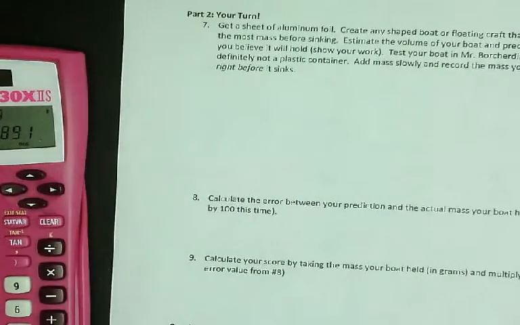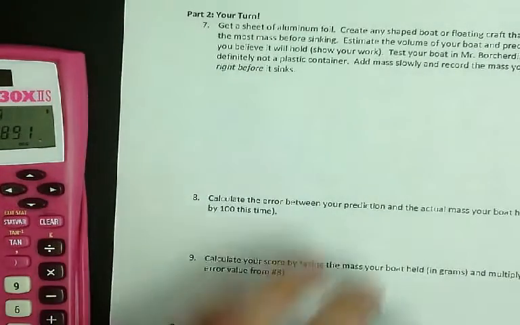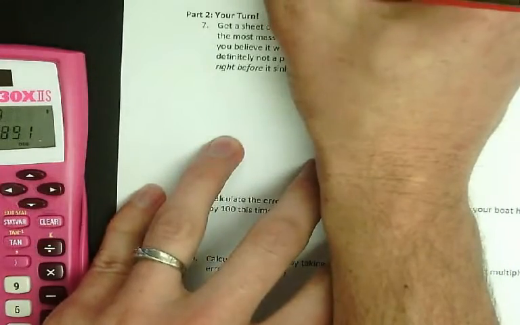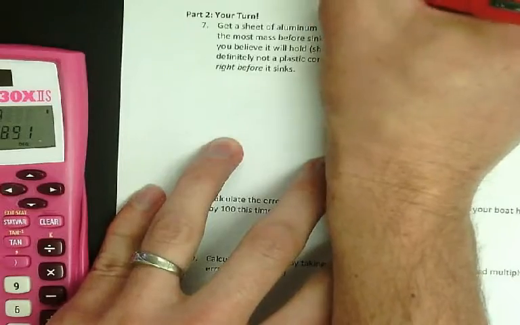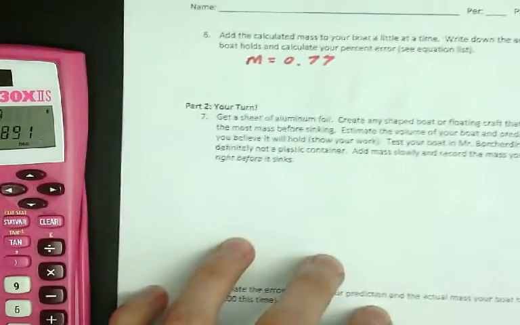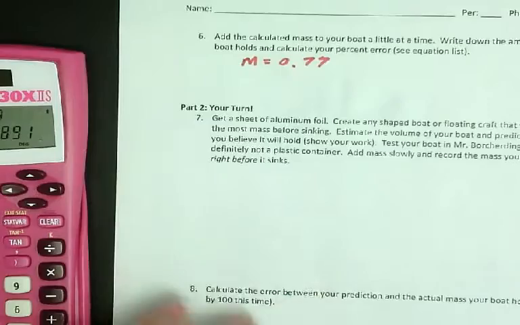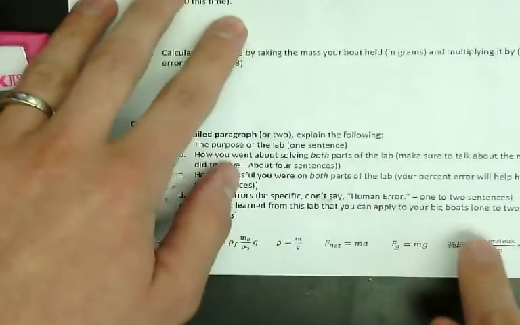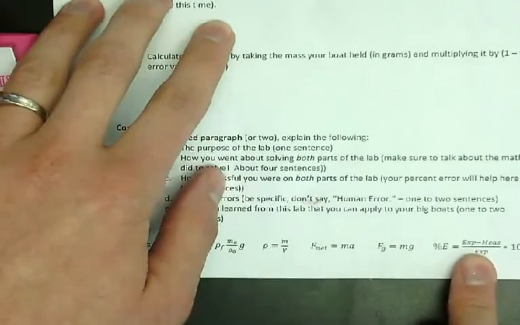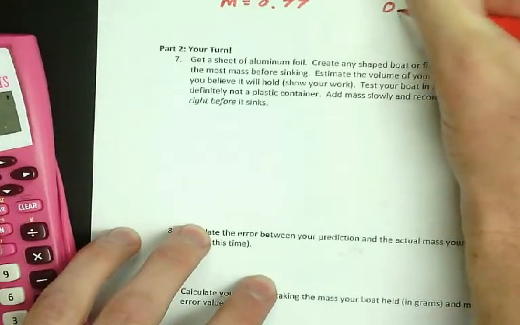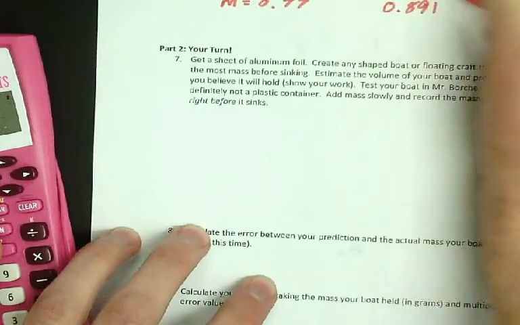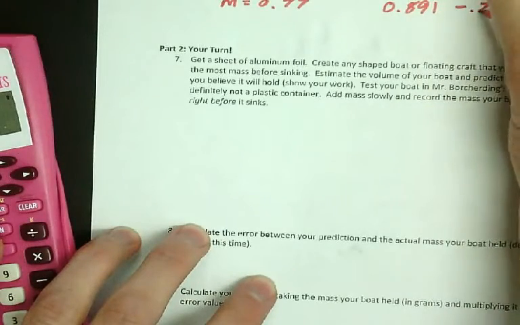Okay, so on the back, add the calculated mass to your boat a little at a time. Write down the amount of mass the boat holds and calculate your percent air. So the amount of mass it held was 0.77. There we go. So the equation for percent air is here at the bottom. It's expected minus measured divided by expected times 100. So I expected to get 0.891. I got 0.77.